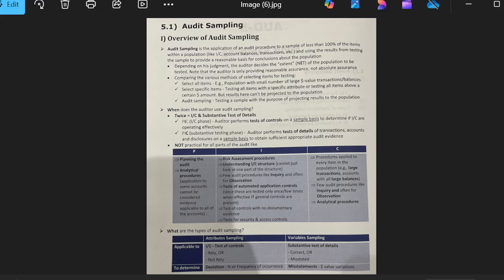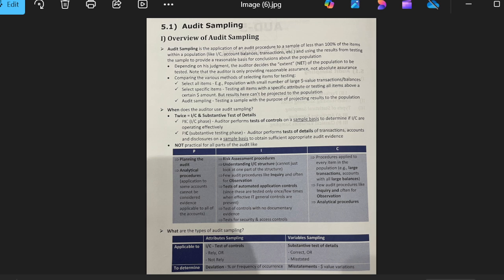Hi everyone, welcome back to the audit, and today we will be discussing and understanding the audit sampling that is performed in the audit. So let's understand what audit sampling is, how it is done, what its relevance is, and where to use everything.